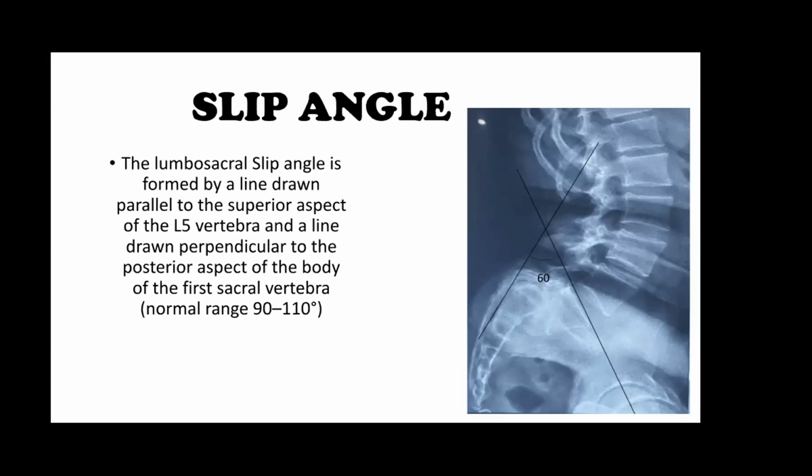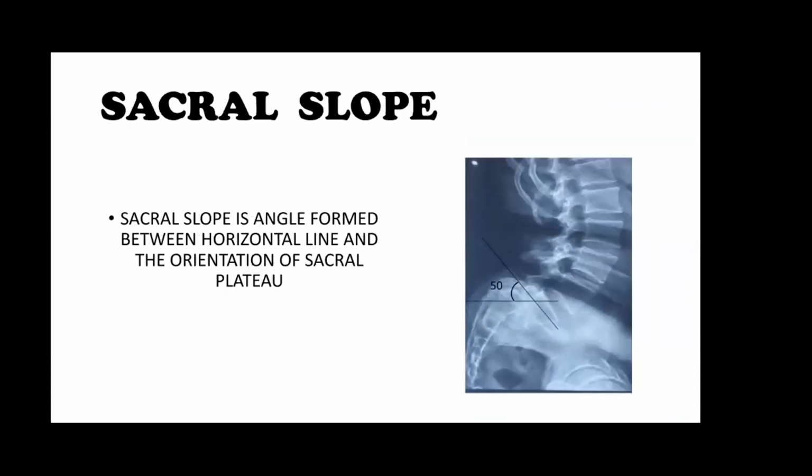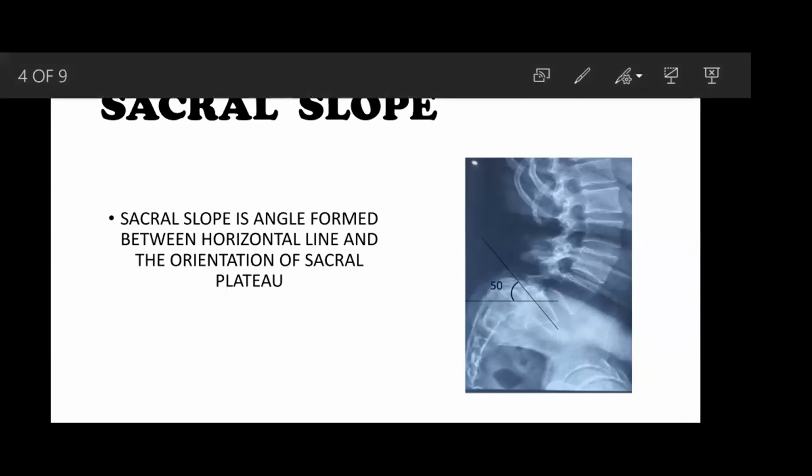Draw a line along the superior aspect of L5, and the angle made by this line with the posterior aspect of the first sacral vertebra. It's usually about 90 to 110 degrees. So here it is reduced. And the sacral slope, we know, is 50 degrees here. Next.